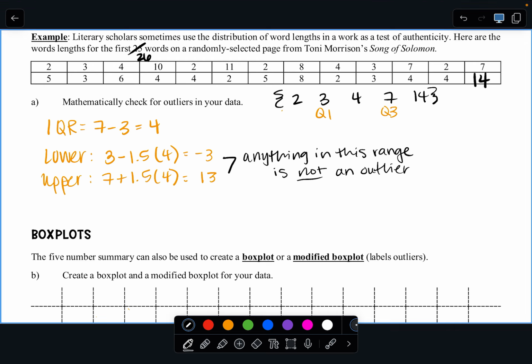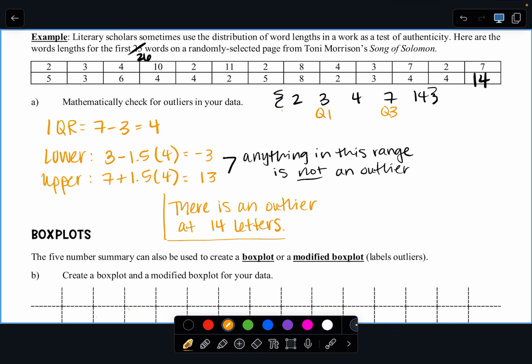So if I get a number that falls outside of this range, we would consider it to be an outlier in the data set. So in our case, we have an outlier at 14. I included it because I didn't have one before. So we're going to say there is an outlier at 14. And since it's a word length in terms of letters, I'll say at 14 letters.